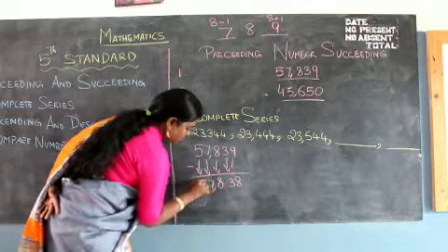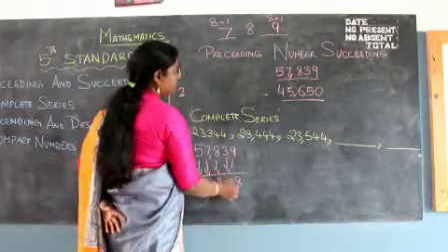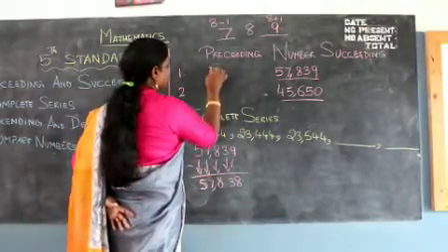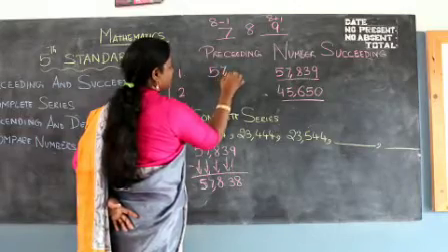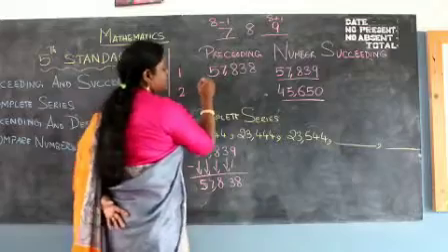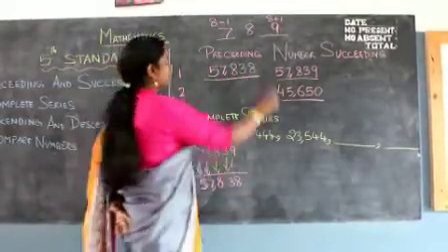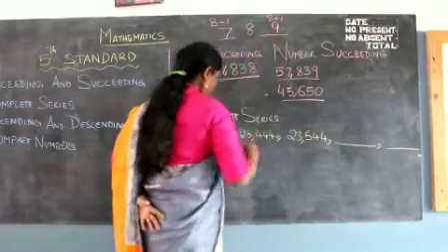So what is the number now you have got? It is 57,838. So what is your preceding number? 57,838. This is the preceding number. What did I tell you about the succeeding number? I said the number plus 1. So we're going to do that here.